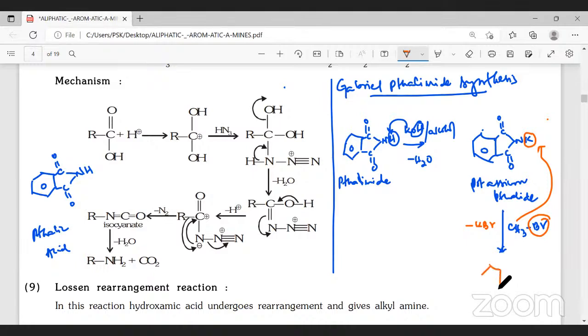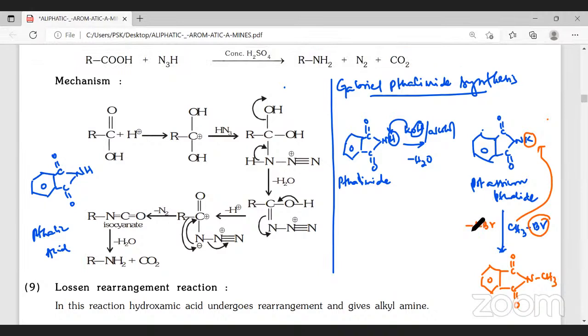So you get a benzene ring. You have C double bond O. You have C double bond O. You have N, and you have CH3. So this is N-alkyl phthalimide. It will be called methyl phthalimide.